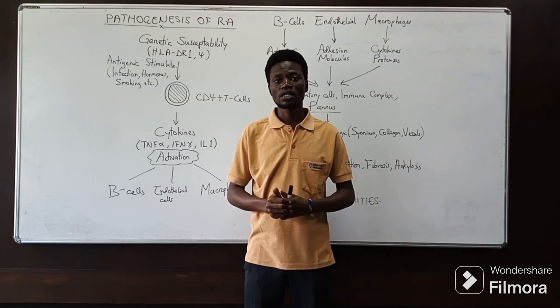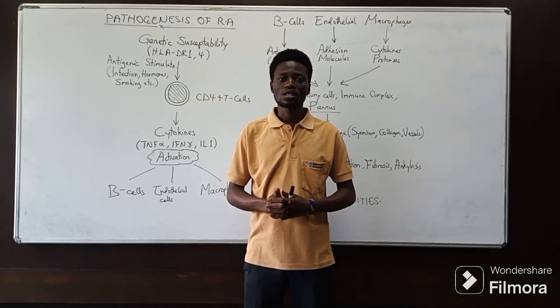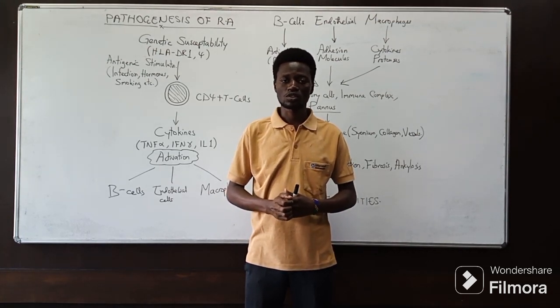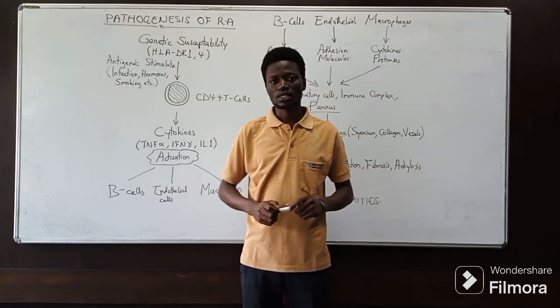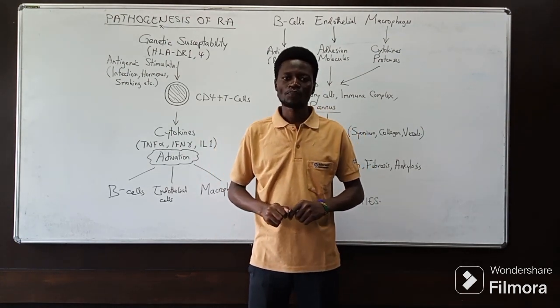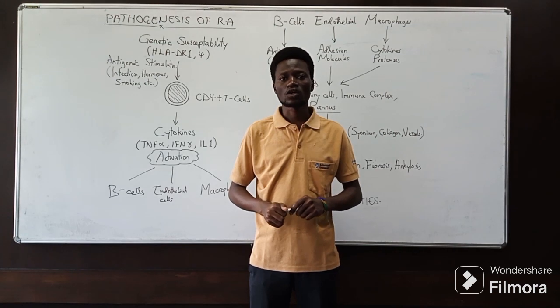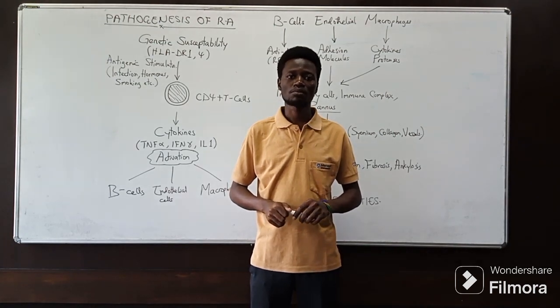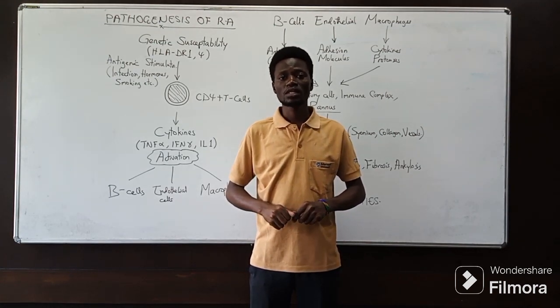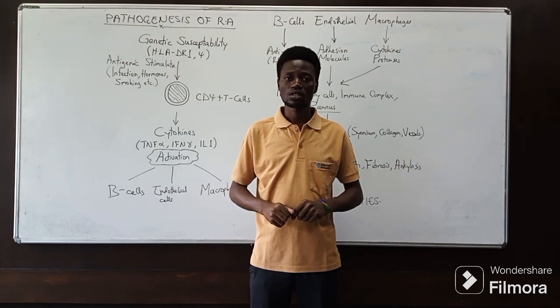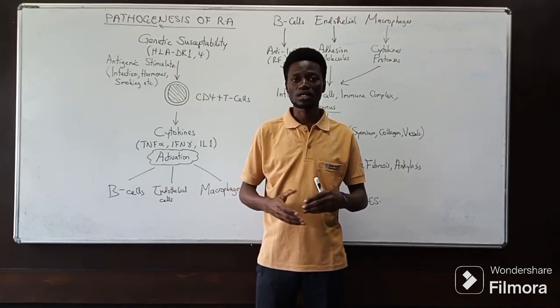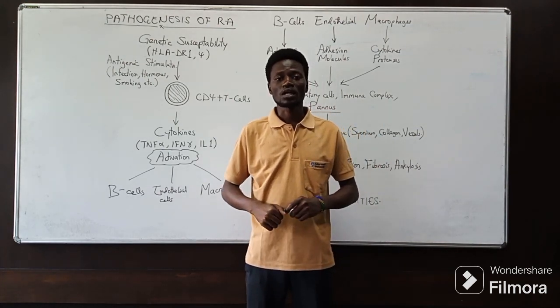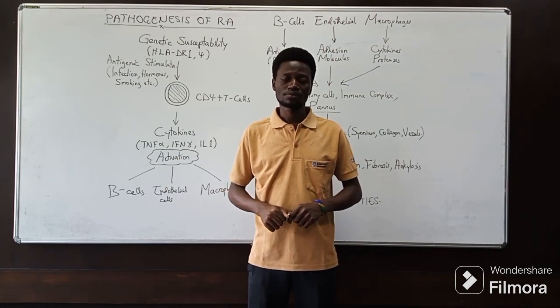Today I'm going to explain about the pathogenesis and diagnosis of rheumatoid arthritis. So first of all, let us understand what rheumatoid arthritis is. Rheumatoid arthritis is a chronic inflammatory multi-system disorder which mainly affects the joints, but it can affect other places like the nervous system, cardiovascular system, and others.